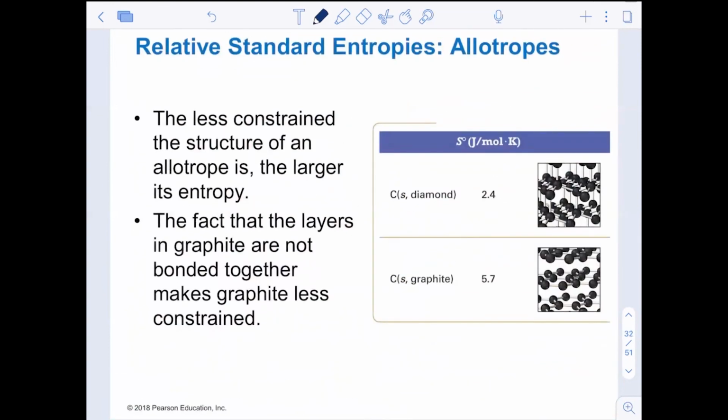Allotropes. These are looking at diamond versus graphite. So allotropes are a specific element that exists in more than one structural form in nature. Carbon graphite is the most entropically favorable. We see it's 5.7 joules per mole Kelvin. And that's why we technically see graphite as more prevalent than diamonds. Graphite is less constrained. It has sheets of carbon atoms rather than a crystalline structure.